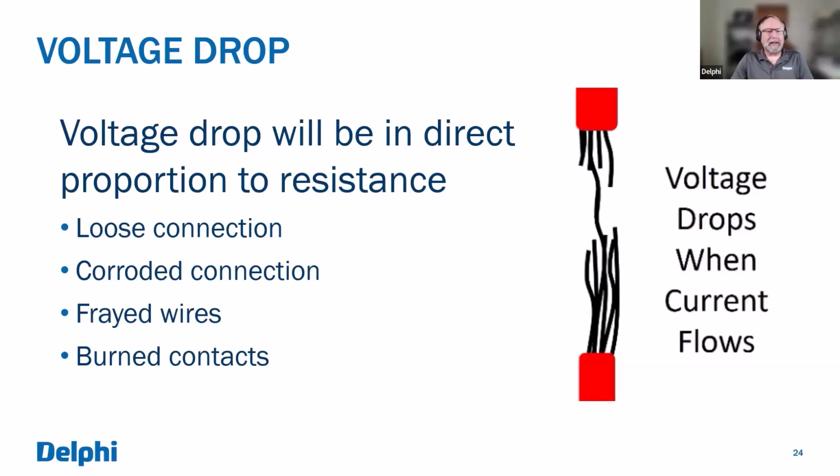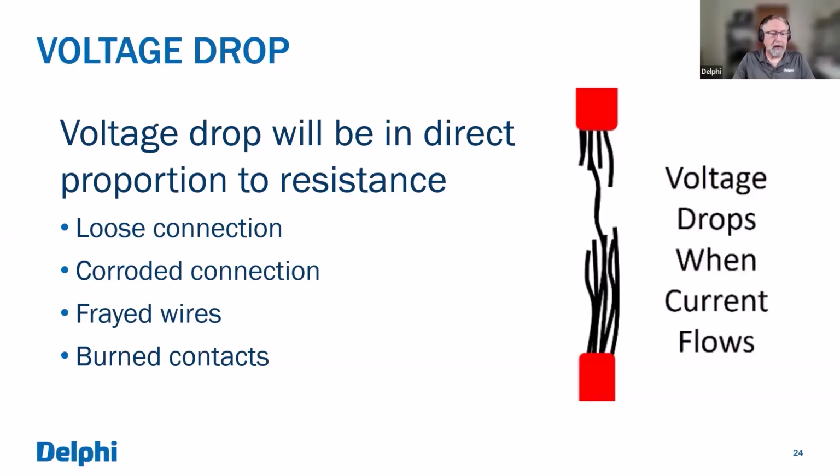So what does this look like in real life? Okay, loose connections, corroded connections, frayed wires, just like the description there. The illustration on the right shows a wire that still has continuity. It still allows electric current to flow, but there's only one strand now allowing that current flow instead of a bunch. That's going to have a direct impact on actuator performance or load performance.